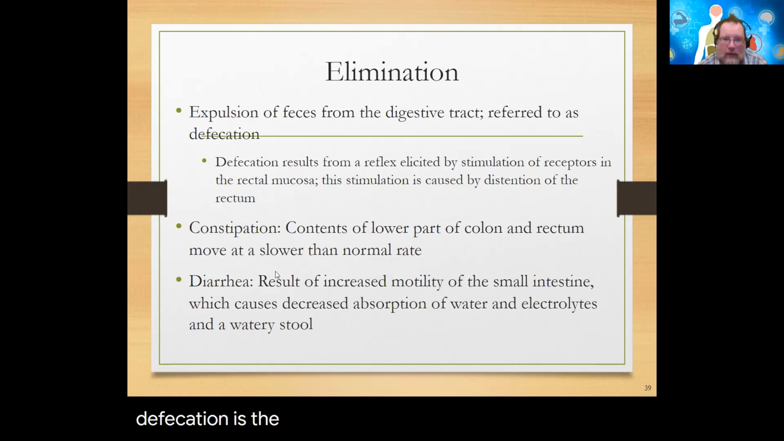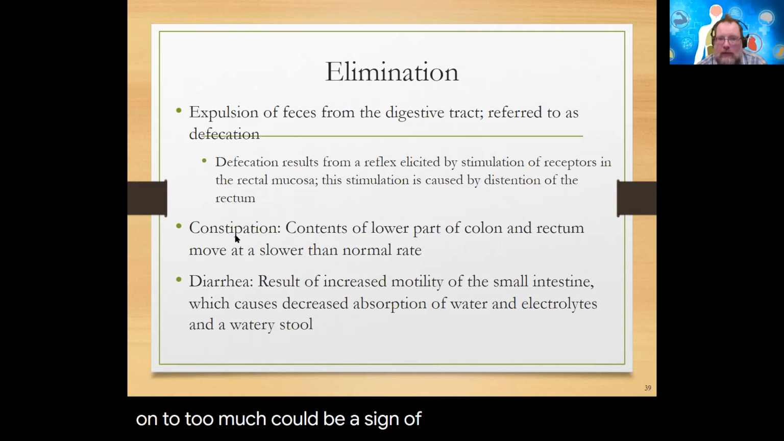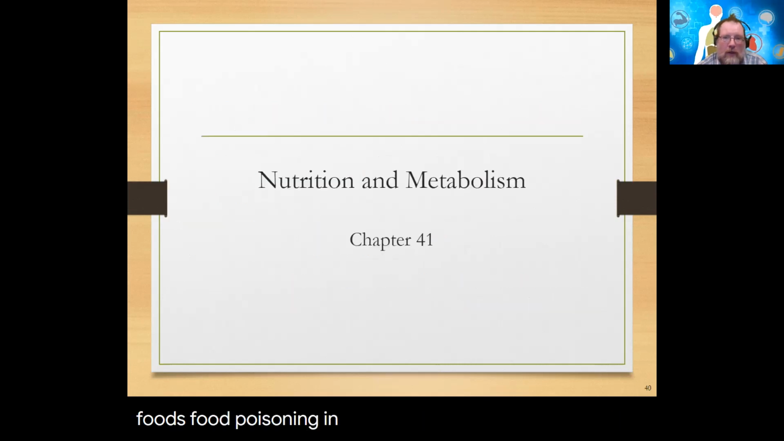Defecation is the fancy word for that. Constipation, holding on to too much, could be a sign of dehydration, so your body is trying to retain water as much as it can. Diarrhea, possibly due to some sort of bacterial infection. Certain foods, food poisoning can certainly cause that. So, anyway, that's pretty much it.